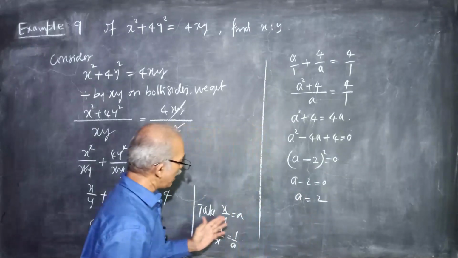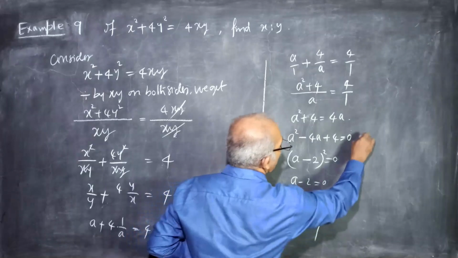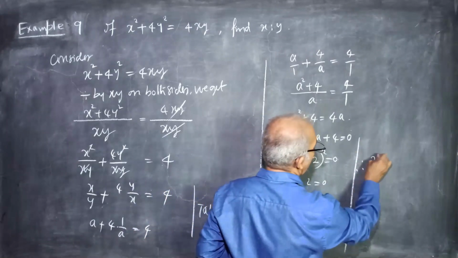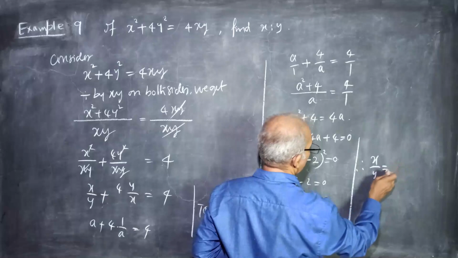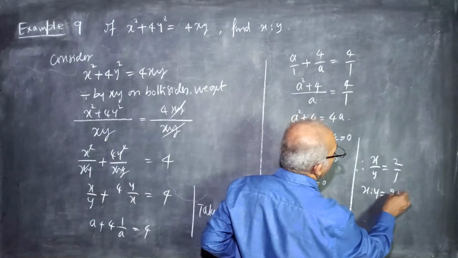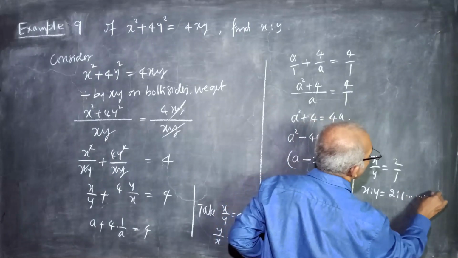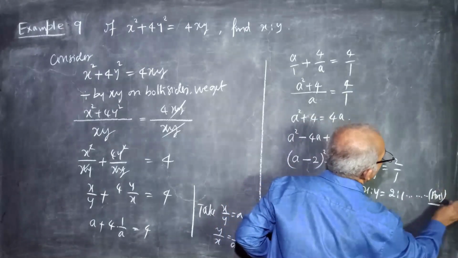We have taken a as x by y. So x by y is equal to 2 by 1. Therefore, x by y is equal to 2 by 1. X is to y is equal to 2 is to 1. This is your answer.